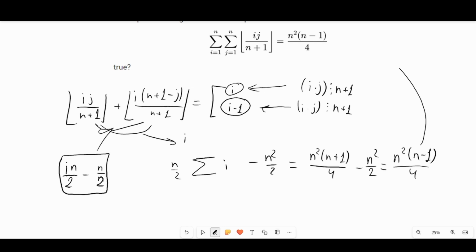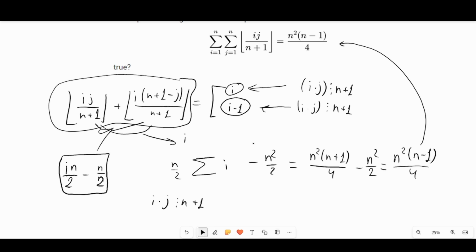So this is the same as the right hand side of the initial equation. So we have proved that in all of our pairs we get i minus 1 for this sum. Otherwise we will see that our final sum would be more than n squared times n minus 1 over 4. So if at some point we have found such j that i times j is divisible by n plus 1, we can see that the left hand side would be more than the right hand side. So such i and j cannot be found.